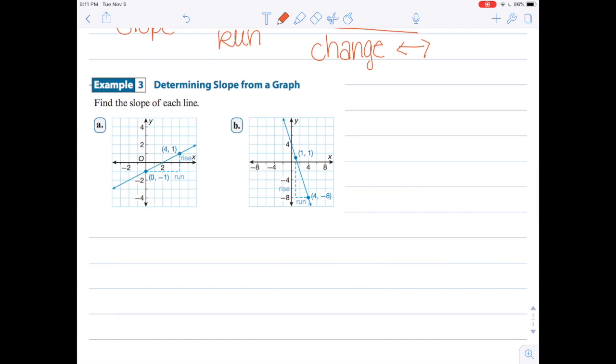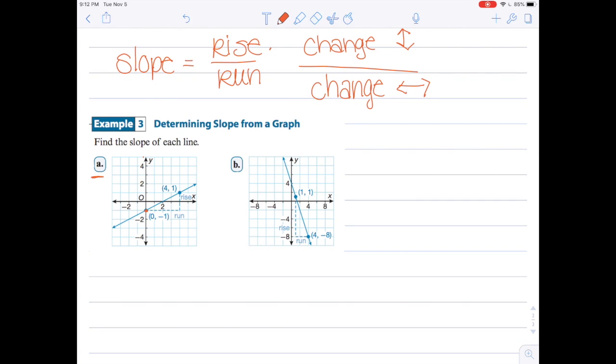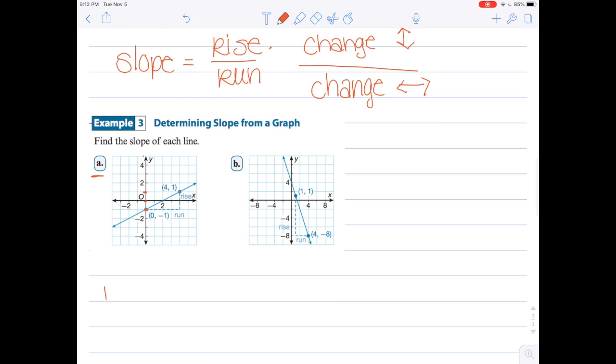Alright, up here we've got determining the slope from a graph. So we're going to find the slope of graph A first. What we do is we're going to start at the point that's closest to this center line here. So we start at 0, -1. We're going to look at the rise. So we have to go up 1, 2 to be even with this 0, 1 over here. So the rise is 2.